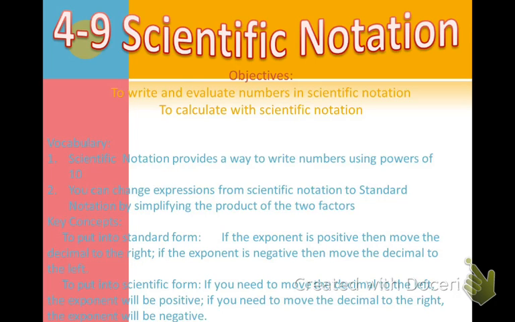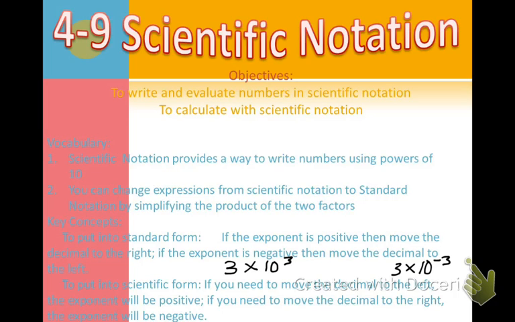You can change expressions from scientific notation to standard notation by simplifying the product of two factors. The key concepts, this is what we need to really remember, to put into standard form. If it is in scientific notation, it looks something like this: 3 times 10 to the third, or something like maybe 3 times 10 to the negative 3.